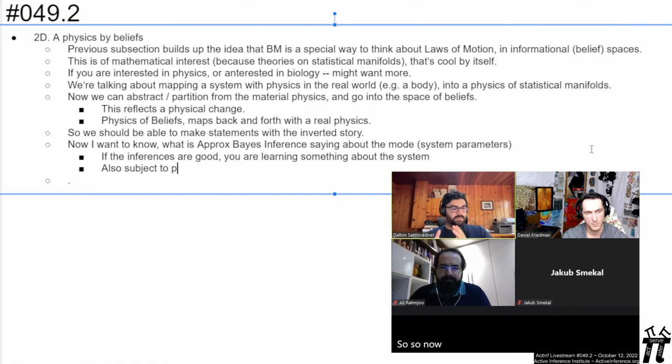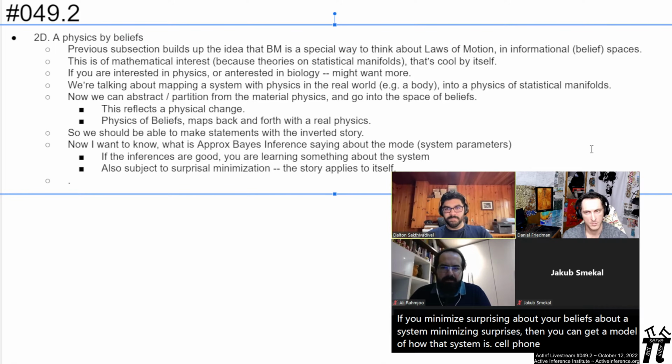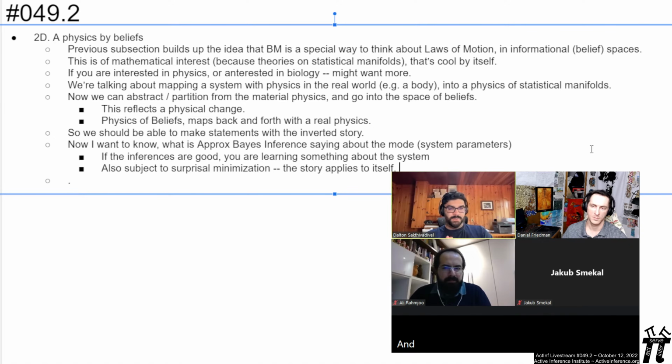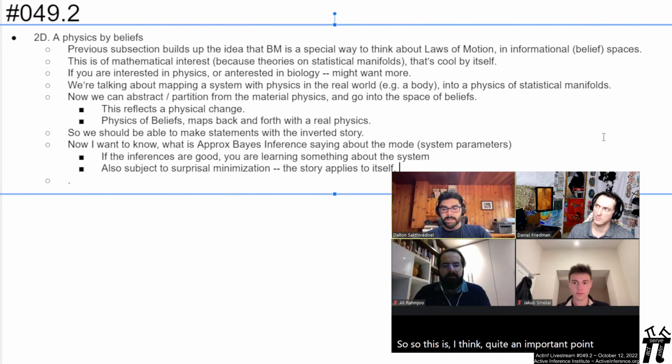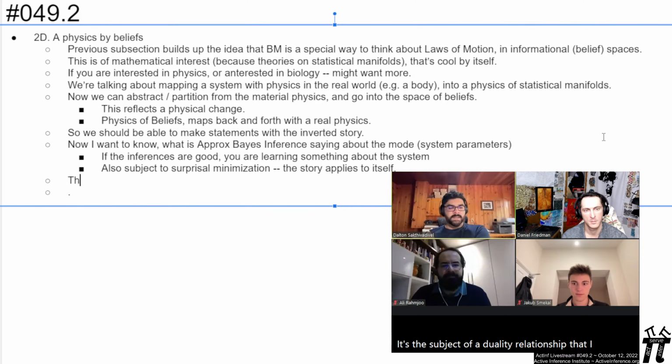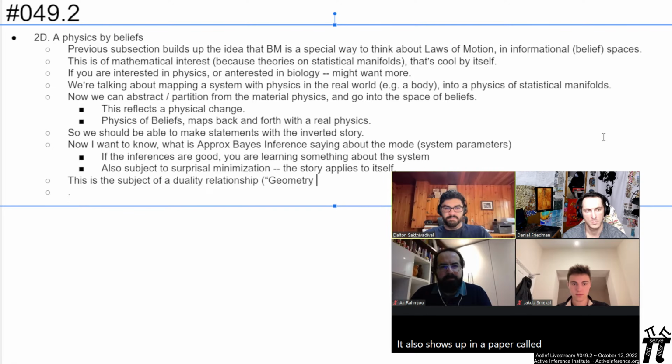So now the whole story applies to itself in some sense. If you minimize surprisal about your beliefs about a system, then you can get a model of how that system is self-organizing. And you hope that the loop kind of closes. So this is, I think, quite an important point. It's the subject of a duality relationship that I gesture at and write a lot about in the geometry and analysis paper. It also shows up in a paper called the map territory fallacy.